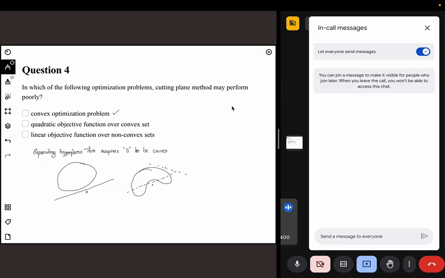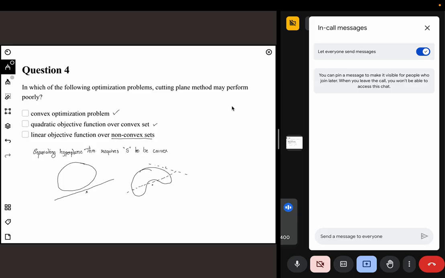So it works for convex problems. Quadratic is again convex, so this will also work. But anyway, the idea is on the constraints. It has nothing to do with the objective function, so this has no relevance whatsoever. The linear objective function over non-convex sets. So the problem here is with the non-convex set.